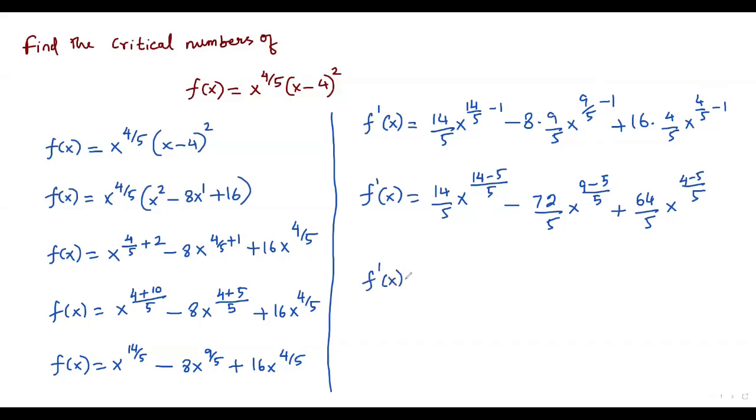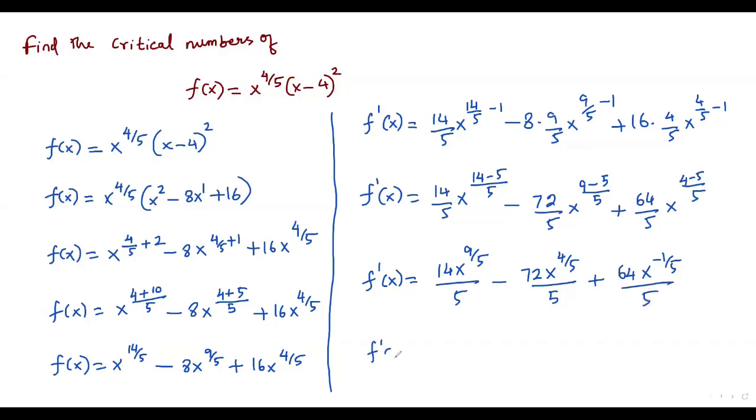f prime of x equals 14 times x to the power of... So when I simplify this one, when I subtract 5 from 14, I'm getting 9. That is 9 over 5 as the exponent for x, over 5, negative 72 times x to the power of... When I simplify this one, I'm getting 4 over 5, over 5, positive 64 times... When I simplify this one, I'm getting x to the power of negative 1 over 5, over 5.